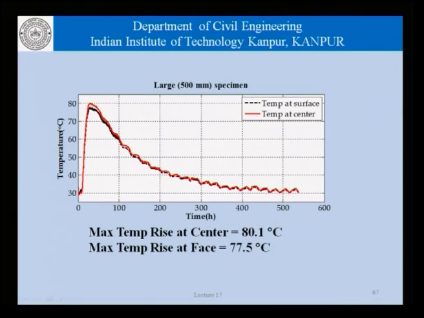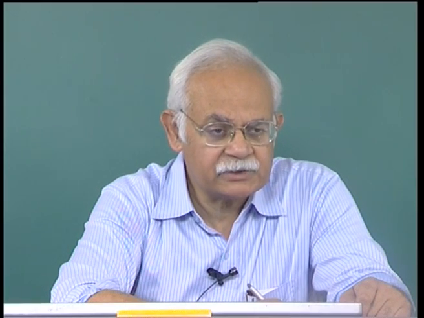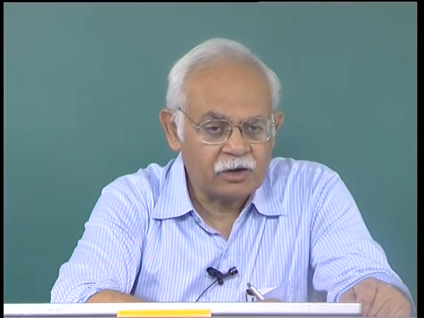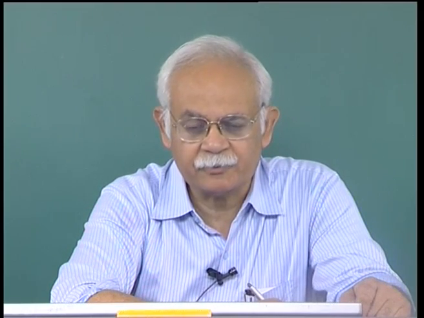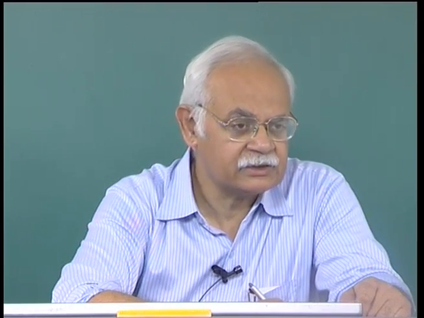Similarly, if the size of the cube is 500 mm, that is a 50 centimeter cube of concrete, then the temperature difference is about 80.1 versus 77.5. So, these are the kind of data that help us better model a large pour of concrete, or a larger pour of concrete which was used in the study here.